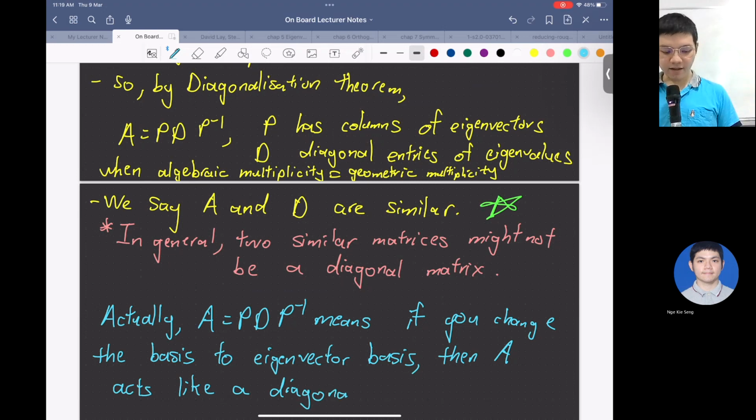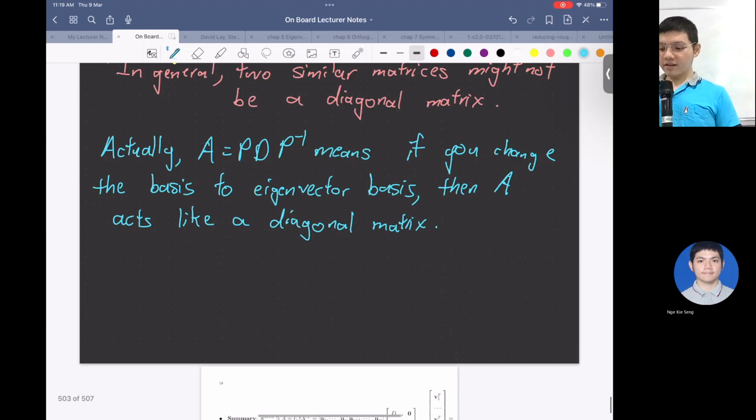Okay, please accept this sentence. Okay, and then go and find why. Please accept this sentence. If you graduate from this course, you should forever remember this. If A is diagonalizable, that means if you change the basis to eigenvector basis, then A acts like a diagonal matrix. Please remember this line.